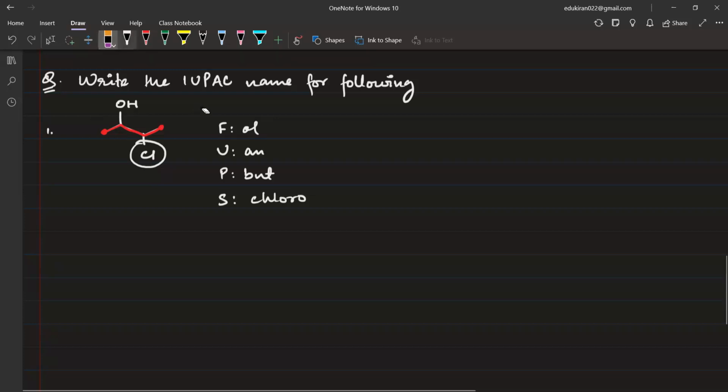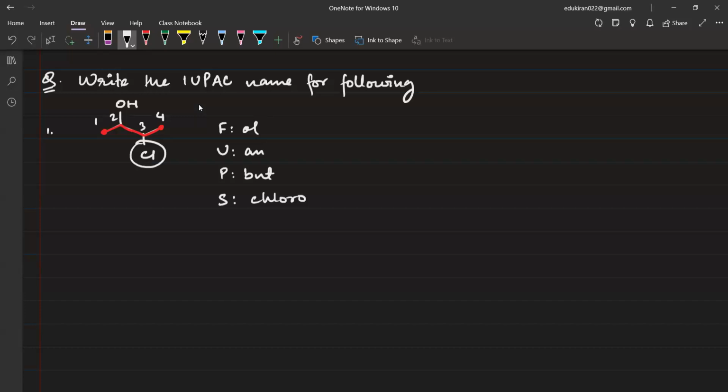Please understand that when I say numbering starts with the carbon atom nearest to the functional group, don't write 1 on the functional group itself. It means you have to number the parent carbon chain. Which side will the numbering start from, A side or B side? Tell me guys. Where should the numbering start from, A or B? Yeah, A side, because A side is nearest to the functional group. So I will start numbering from here: 1, 2, 3, and 4.